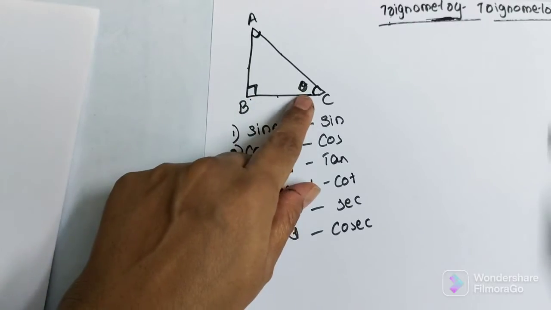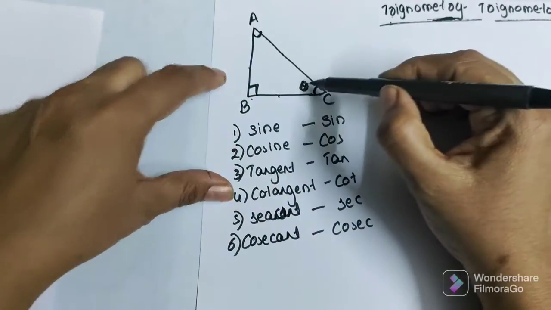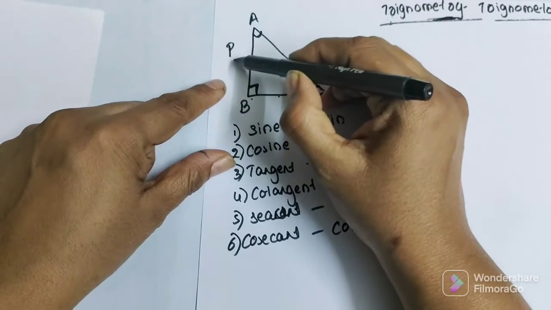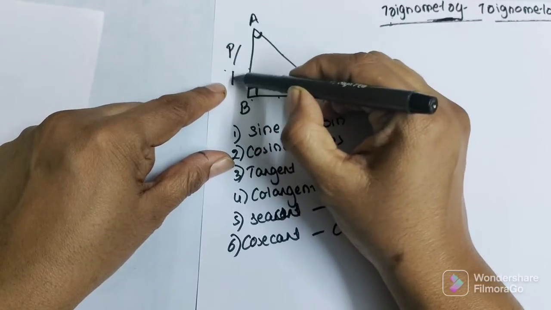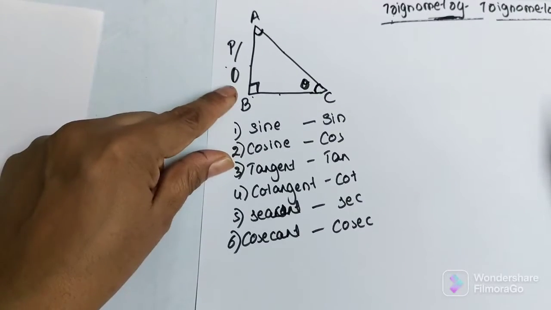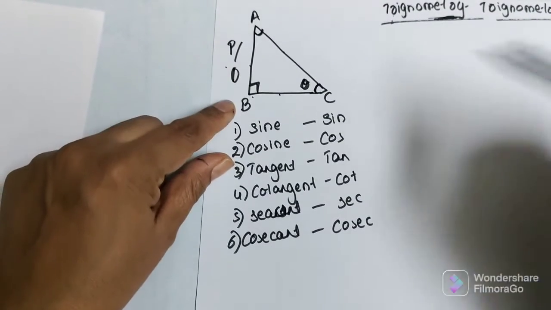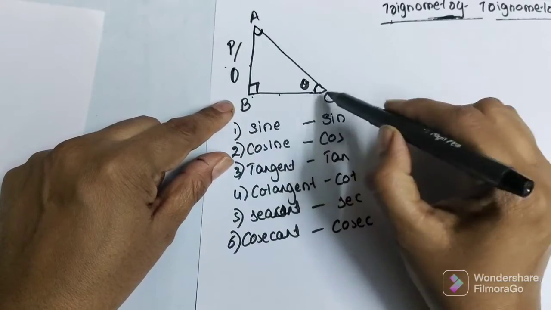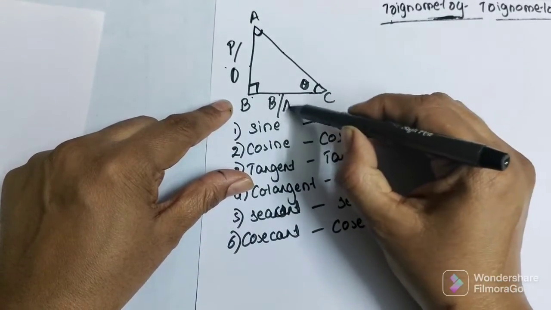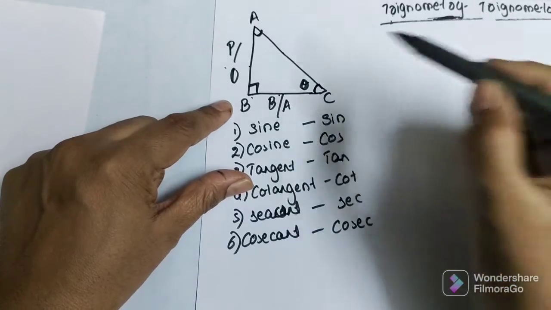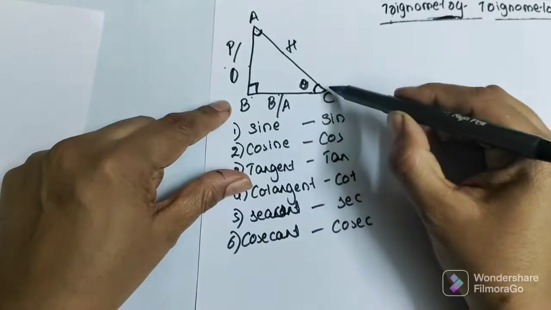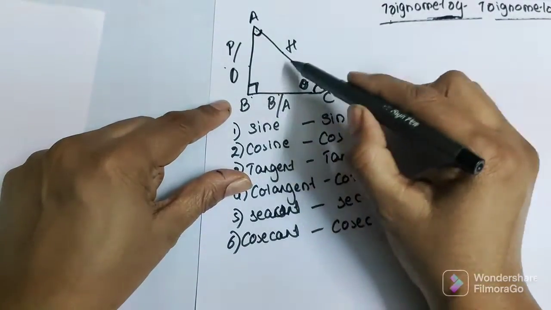Now corresponding to this theta, the side opposite to theta we call the perpendicular. In some places they also call it the opposite side, so I am referring to both, and you can use either of them. With respect to this theta, this part we call the base, or in some places the adjacent. And this is always the hypotenuse. The hypotenuse in a right angle triangle is always opposite to the right angle.